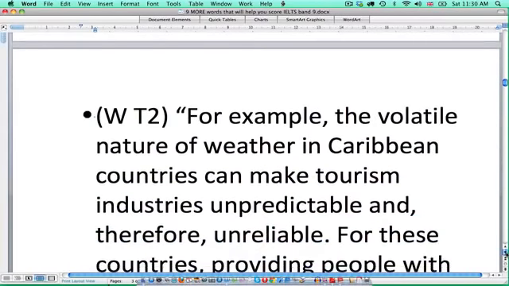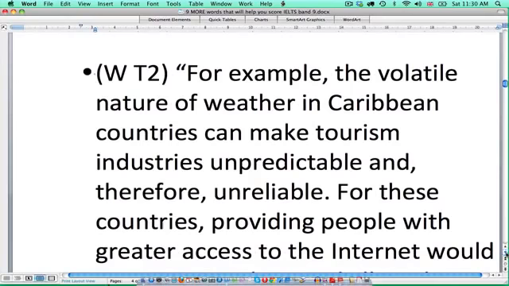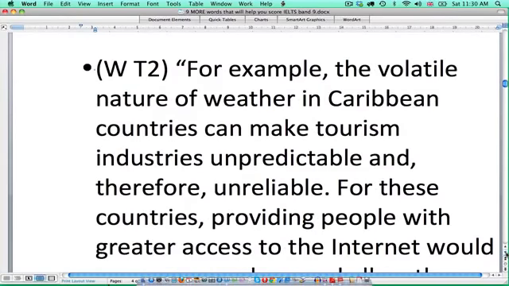So we might use volatile in this way. Now here we're sharing an example, and I've also provided the discussion and I believe the conclusion sentence. You can see how the whole thing kind of works together. So for example, the volatile nature of weather in Caribbean countries can make tourism industries unpredictable and therefore unreliable.